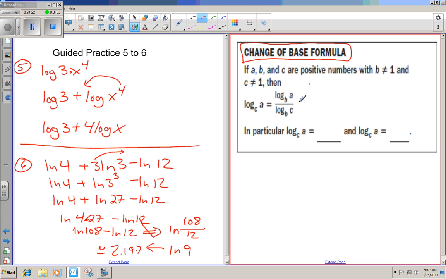And basically what you do is you take the numerator, let me see here. This right here becomes log of A divided by log of C. You could also use ln, the natural log, ln A over ln C. Basically, you're using natural logs and common logs.